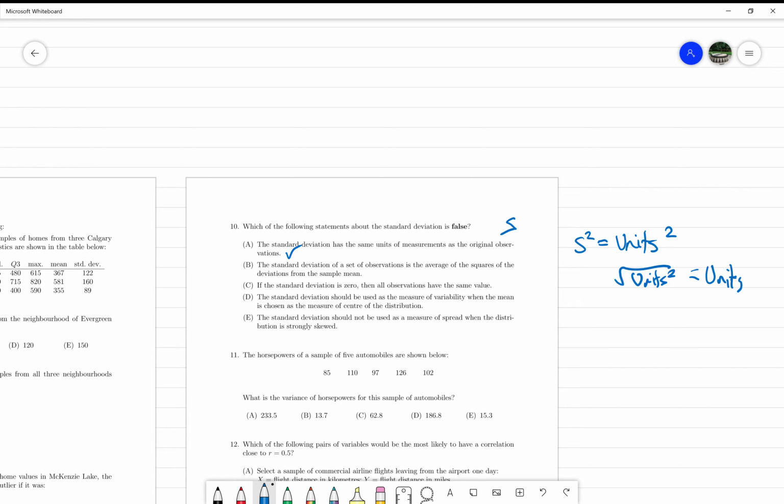And then moving on to letter choice B, the standard deviation of a set of observations is the average of the squares of the deviations from the sample mean. This is false. This is a definition of variance.